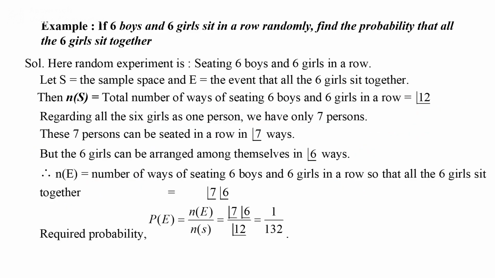If 6 boys and 6 girls sit in a row randomly, find the probability that all 6 girls sit together. Here the random experiment is 6 boys and 6 girls sitting in a row. We take the sample space as S, and the event whose probability we have to find is that all 6 girls sit together.